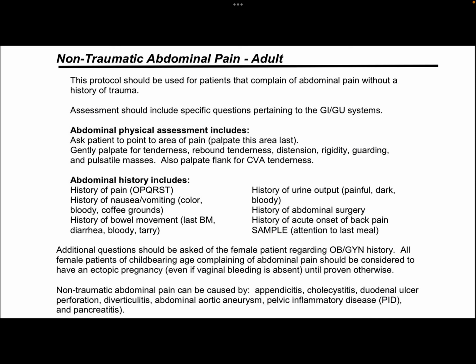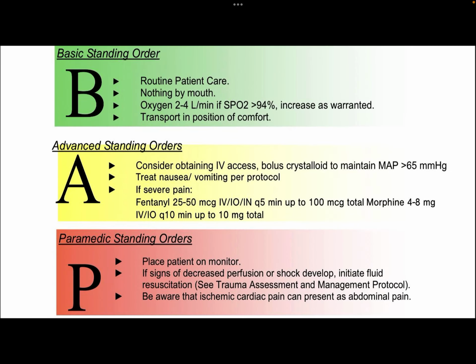So, some examples of things that can cause abdominal pain are appendicitis, cholecystitis, duodenal ulcer, perforation, diverticulitis, AAA, pelvic inflammatory disease, and pancreatitis. So for EMTs, you guys doing routine patient care, make sure your patient is NPO, or nothing by mouth, no food, no water, nothing to drink on the way to the hospital, or before you leave the scene for that matter. Administer oxygen to maintain SpO2 above 94. Transport in a position of comfort.